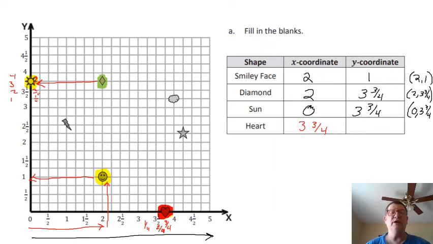Now, looking at our y-axis, how high did the heart go? Well, the heart didn't move from the x-axis. So that means it's a 0. So our coordinate pair for the heart would be 3 and 3/4 and 0. Okay, so that's if we had to create ordered pairs given symbols on a coordinate grid.